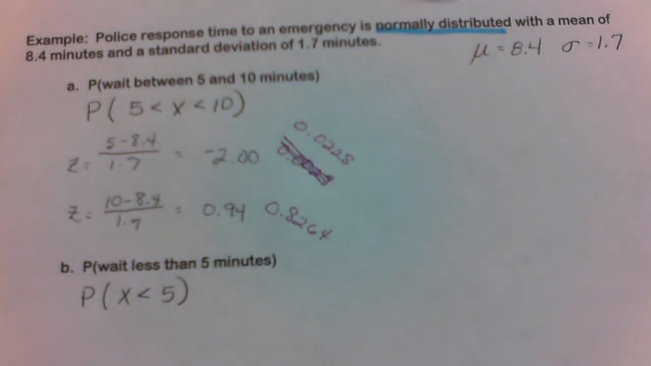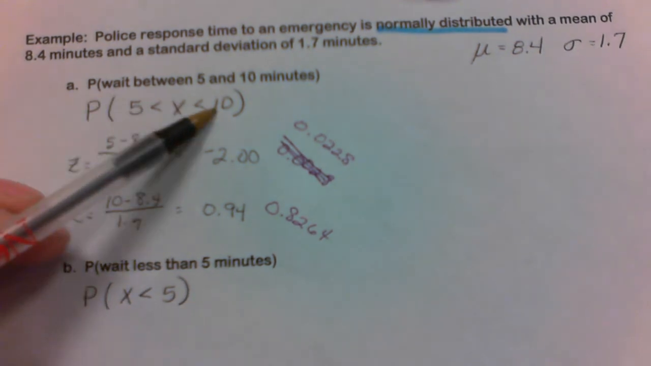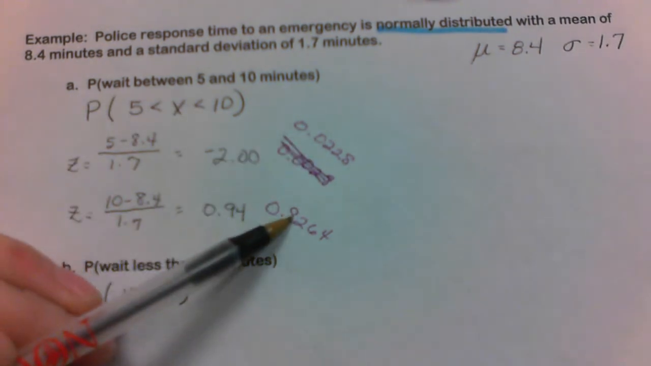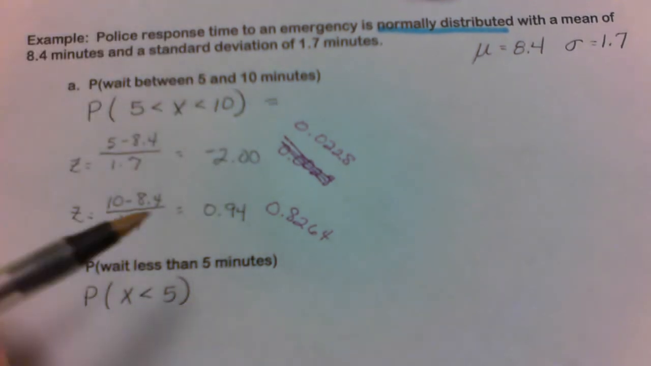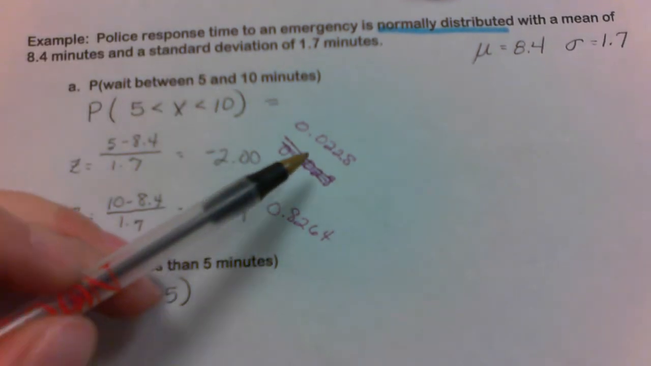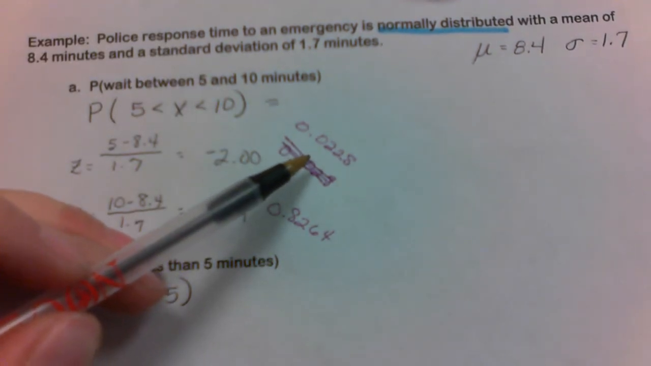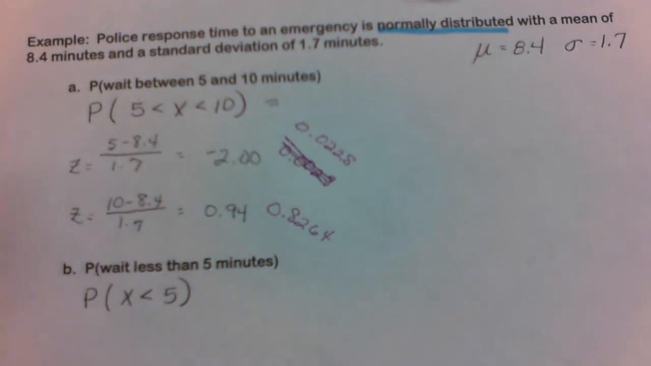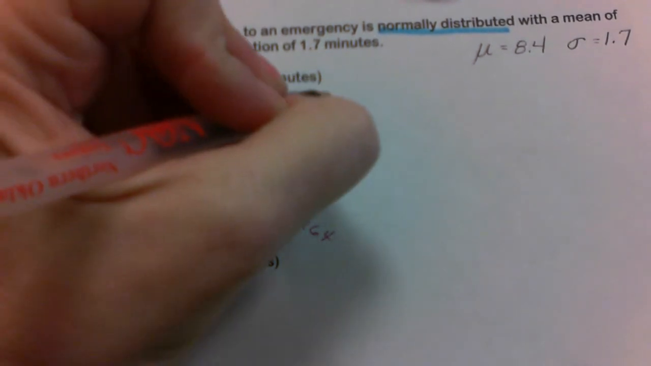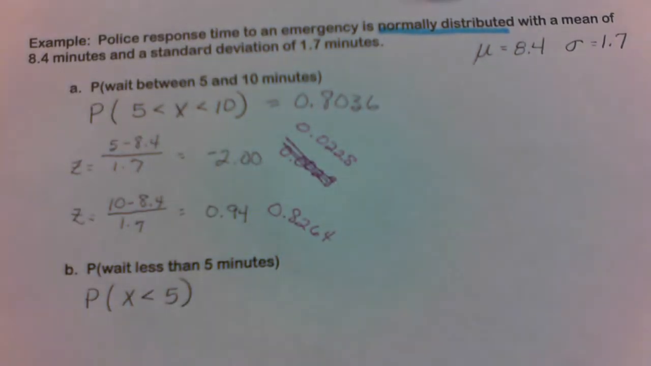So then, to find this probability, the probability that x is between 5 and 10 will be the calculation that we get when we subtract these two. So I'm going to take 0.8264 minus 0.0228, and we get 0.8036. And again, it's a number between 0 and 1.